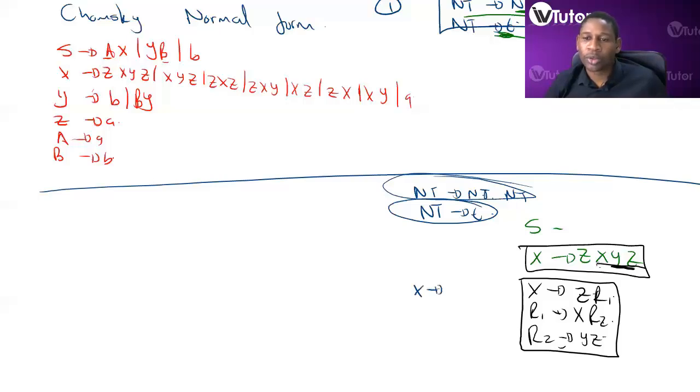Then the other method would be to say X goes to R1 R2, where you group them together, then R1 would go to Z X, and R2 would go to Y Z.